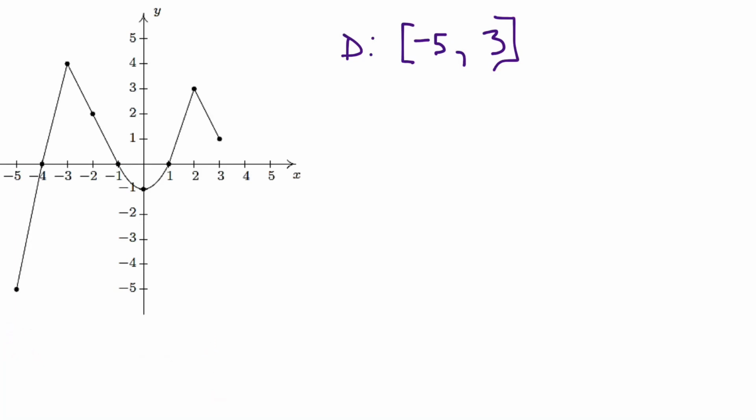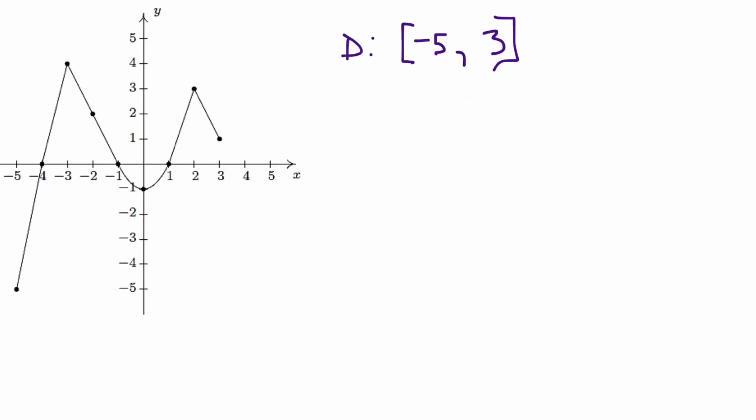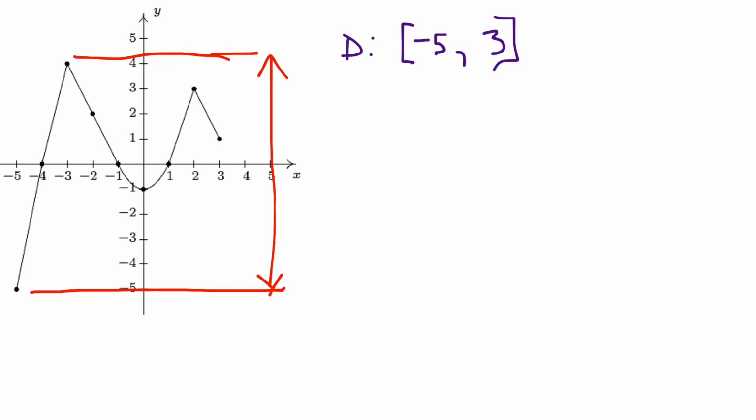The next question says to find the range of f. If we're talking about the range, we're looking at the y values here. We're lowest here and we're highest here. So your range is all of this here. Your range then would be square bracket, -5, lowest y, to highest y, which is 4. So that's your range.